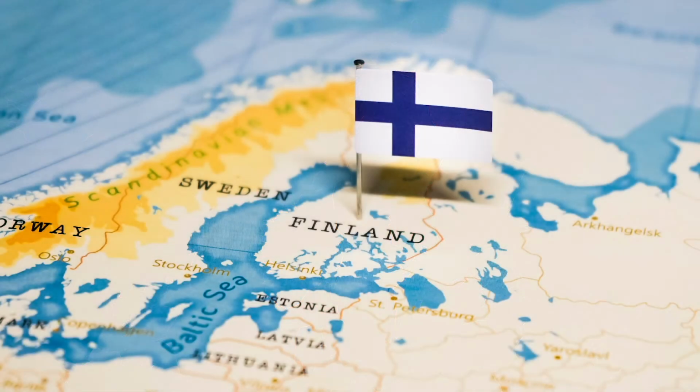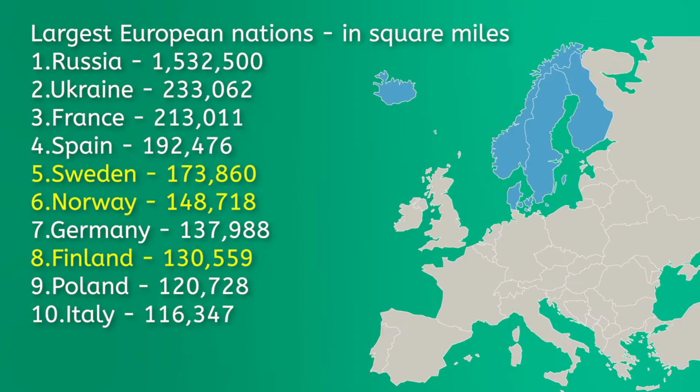In the south, Finland is bounded by two gulfs of the Baltic Sea, the Gulf of Bothnia to the west and the Gulf of Finland to the south. The Scandinavian peninsula nations of Norway and Sweden complete the region. Both, along with Finland, are among Europe's 8 largest countries with at least 130,000 square miles apiece and are among only 10 nations in Europe with an area of more than 100,000 square miles.